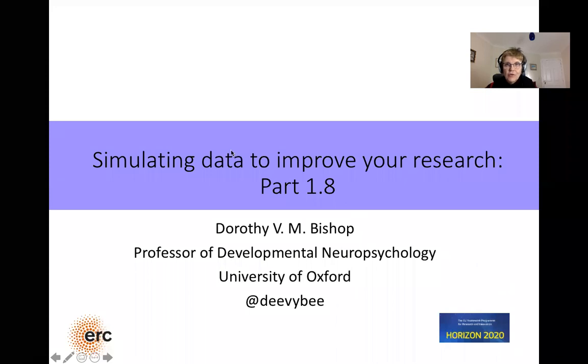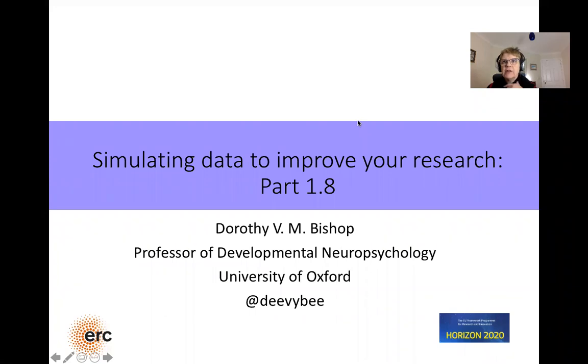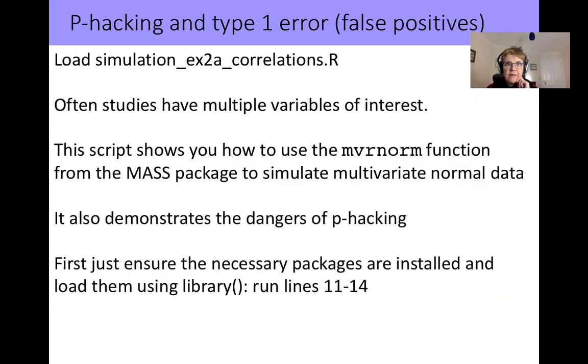So we're now on to part 1.8, simulating data to improve your research. And we're going to do a bit more simulation, this time of multivariate data. We're going to look at the program called Simulation X2A Correlations, which you should have downloaded off Open Science Framework.